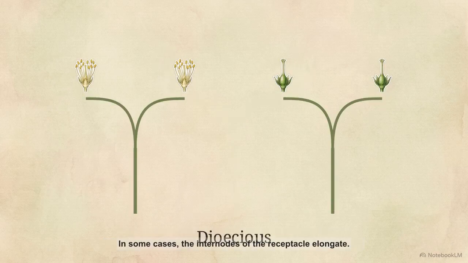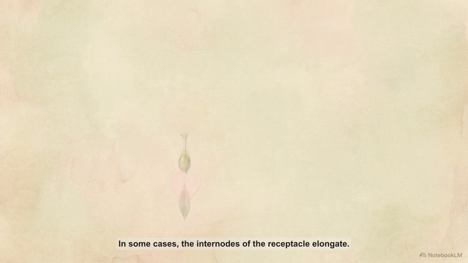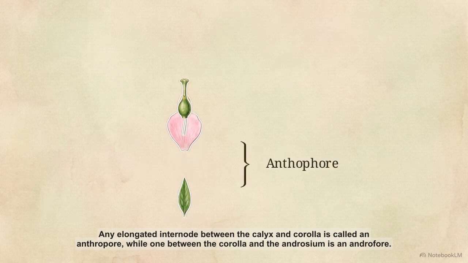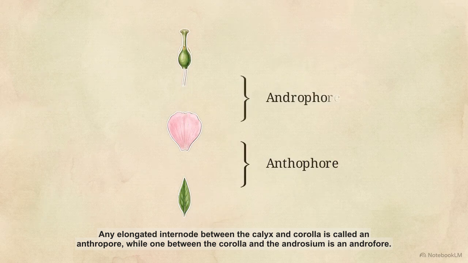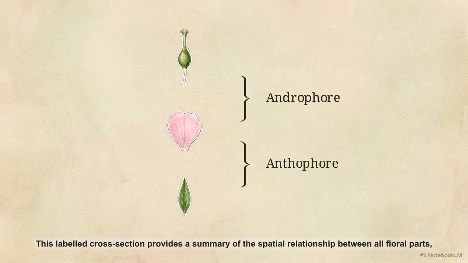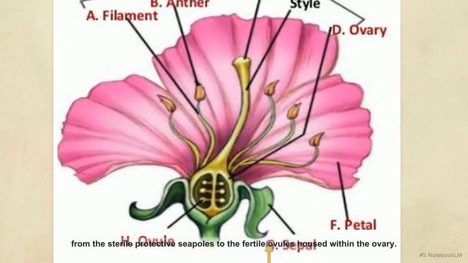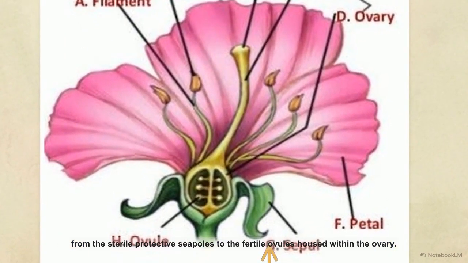In some cases, the internodes of the receptacle elongate. An elongated internode between the calyx and corolla is called an anthrophore, while one between the corolla and the androecium is an androphore. This labeled cross-section provides a summary of the spatial relationship between all floral parts, from the sterile protective sepals to the fertile ovules housed within the ovary.